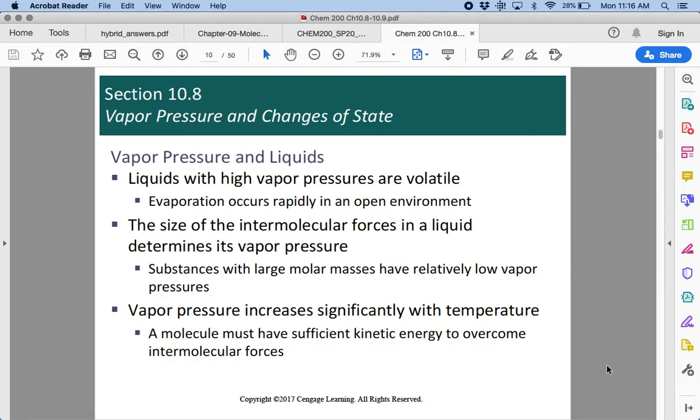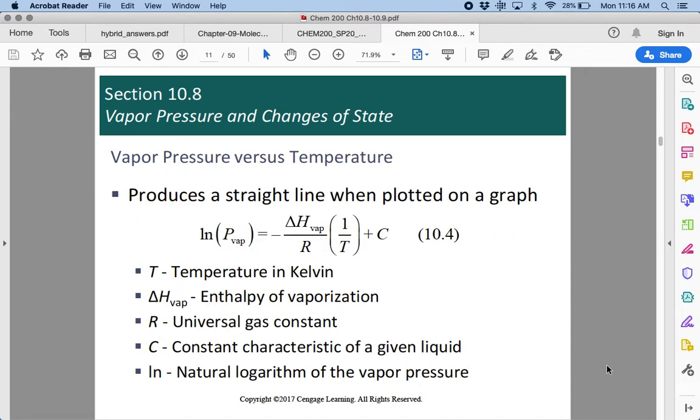And then obviously vapor pressure is temperature dependent. So think about that. If we add heat to a system, then more of those molecules could escape into the gaseous form, so we'd have a higher vapor pressure. So we can actually plot vapor pressure versus temperature.